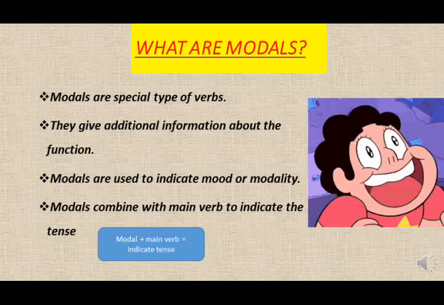If I am happy, I will convey in my sentence using modals that I am very much happy. And if I am sad, I will convey using these modals that I am very much sad, etc. So, in the next point, modals combine with the main verb to indicate tenses. In simple form, modal plus main verb indicates the tenses. If modal and main verb are combined, they tell the tenses.